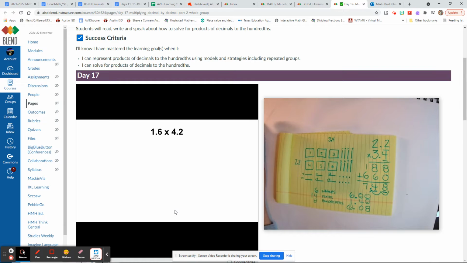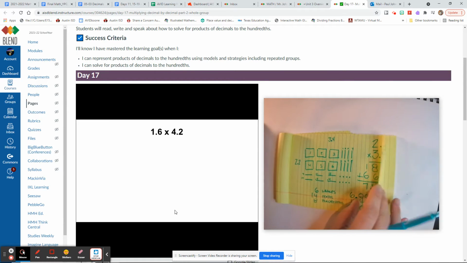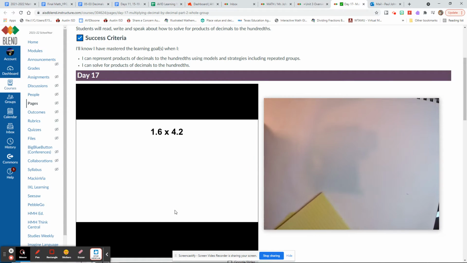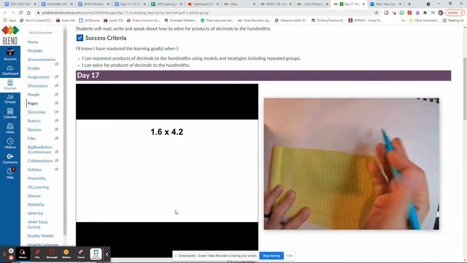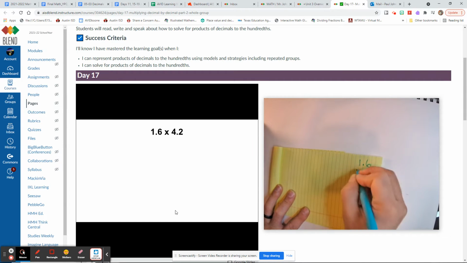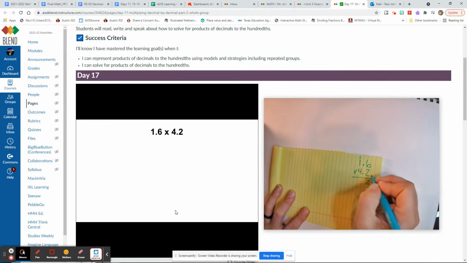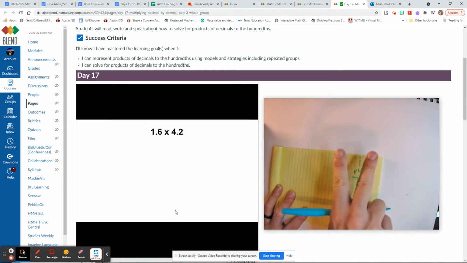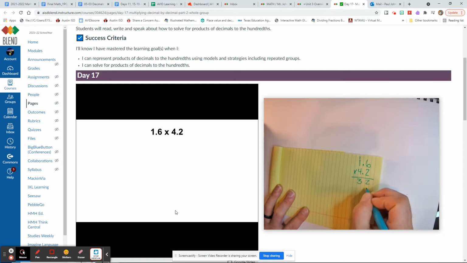1 and 6 tenths times 4 and 2 tenths. So we're going to do the same thing. Let's start off with the algorithm because it always works. So 1 and 6 tenths times 4 and 2 tenths. 2 times 6 is 12. Carry the 1. 2 times 1 is 2, plus 1 is 3. Second line, ones place, 0.